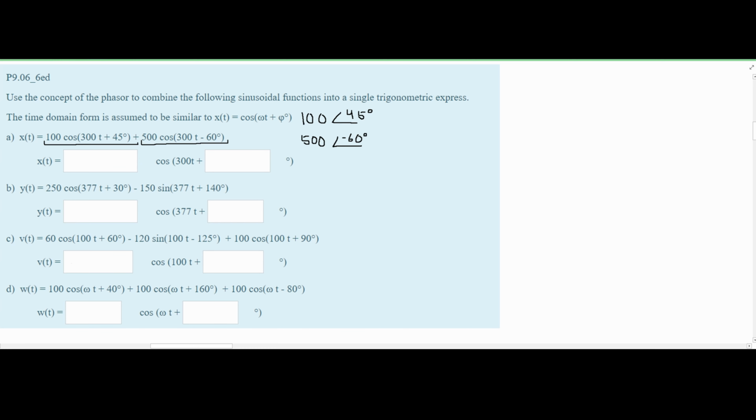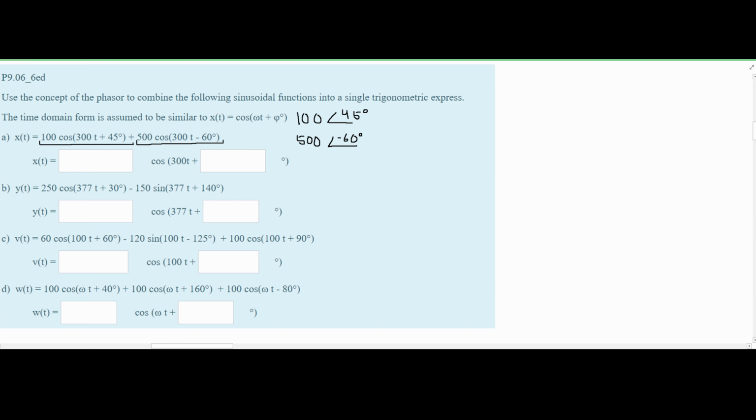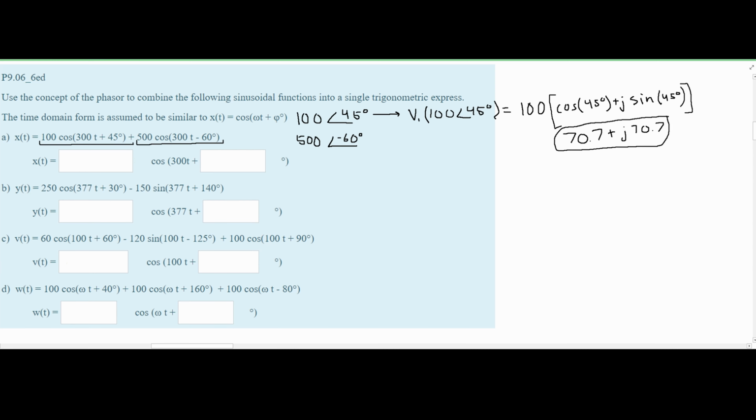Now we need to add these together. To add these together, we are going to have to move them into what I think is called rectangular form, but they're going to look like this. We are going to have our V1, because this is our first voltage, and then inside of here we will write what we are looking at, and we're going to set this equal to 100 outside of two brackets. We are then going to have our first bracket, and then inside of here we're going to have our cosine 45 degrees plus j times our sine of 45 degrees, enclosed in a bracket. Now we're going to factor this 100 in and write them out. So this is going to be our first equation.